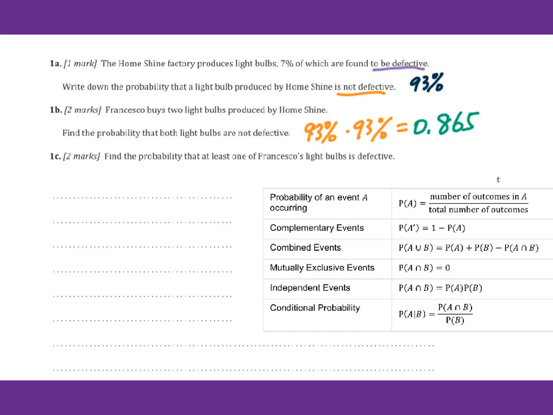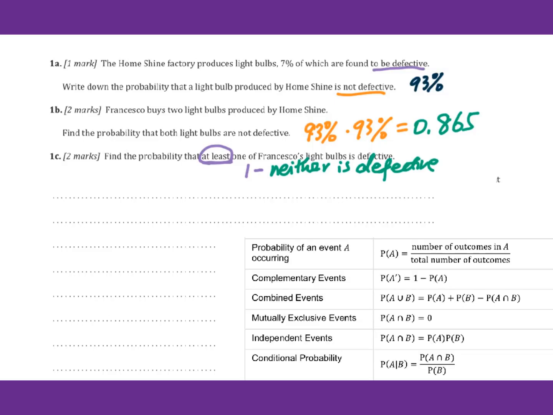1C, find the probability that at least one of Francisco's light bulbs is defective. When you're talking about the at least, we use 1 minus neither is defective. So you will get 1 minus 0.865 equals 0.135.